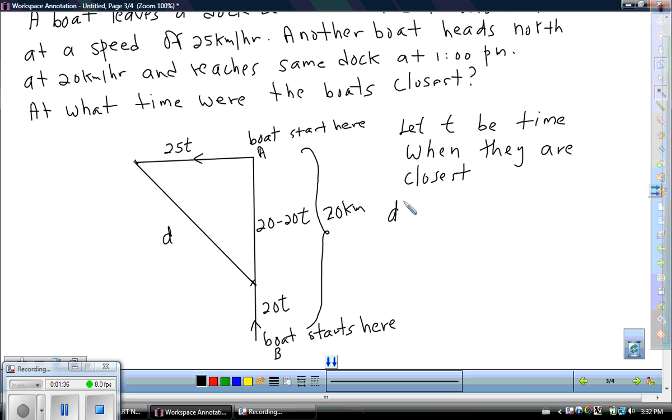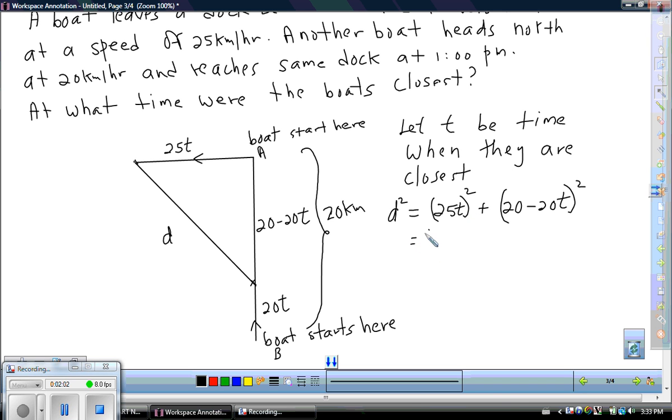So D squared in the Pythagorean theorem would be equal to (25t) all squared, remember it's all squared, plus (20 minus 20t) all squared. A common mistake students make is to write 25t squared, which is not correct.